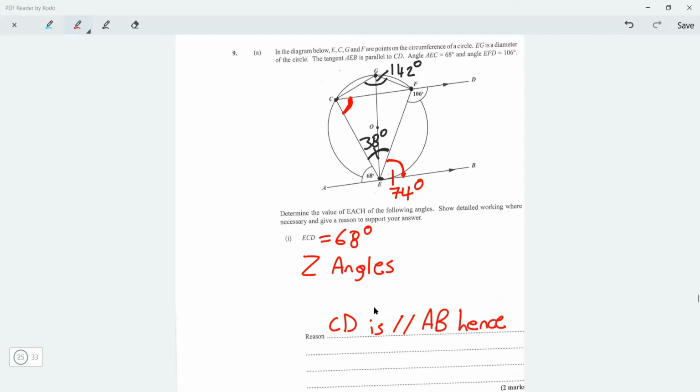So we can tell them, hence, since CD is parallel to AB, CE is a transversal line. And so therefore, by Z angles, angle ECD is equal to angle AEC. And that's it right there. Nice. That's 2 marks. Okay, let's see what's happening around there.